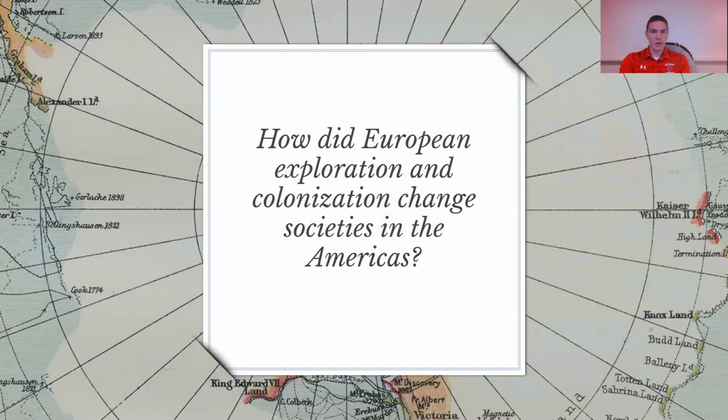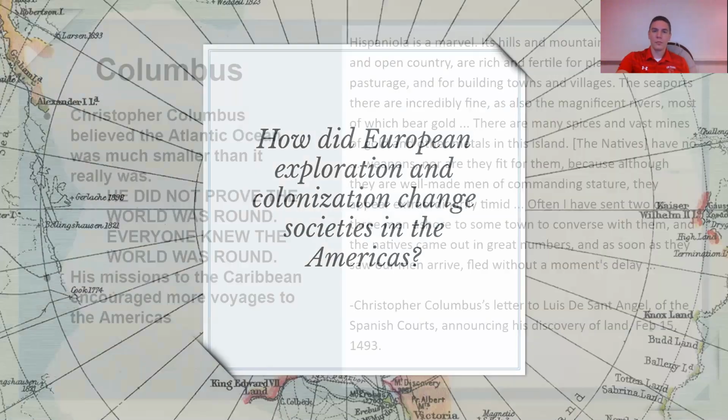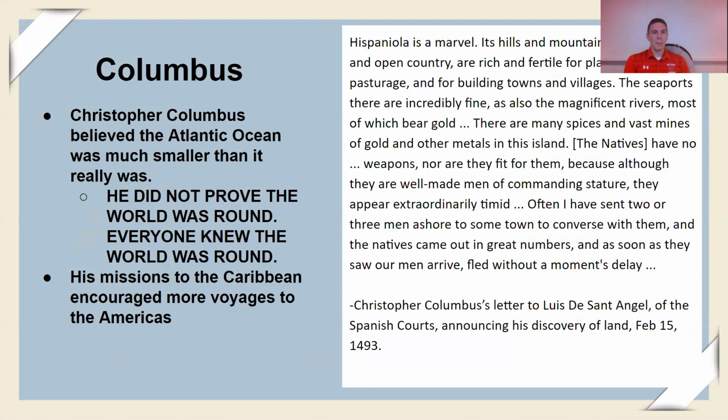Let's skip the Crusades. So here's our central question for the rest of the chapter: How did European exploration and colonization change societies in the Americas? Now, one of the most important people that we need to know for this chapter is Christopher Columbus. It's important to know that Christopher Columbus did not prove the world was round. This is a myth from later on, where for some reason people think Christopher Columbus proved the world was round. That's not true.